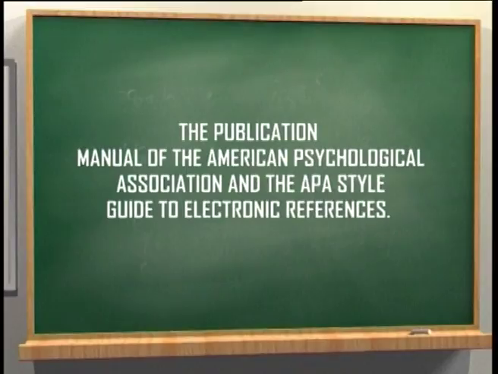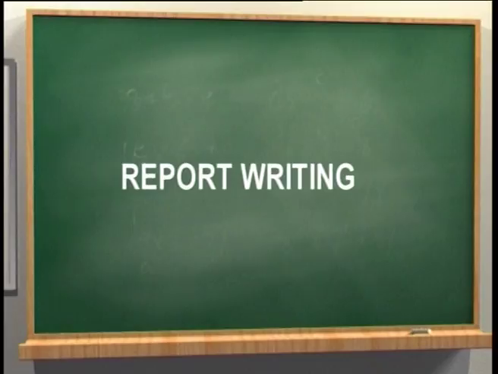The examples of APA styles and formats listed in this page include many of the most common types of sources used in academic research. For additional examples and more detailed information about APA citation style, refer to the Publication Manual of the American Psychological Association and the APA Style Guide to Electronic References. Report writing is the important and final stage in the research activity.